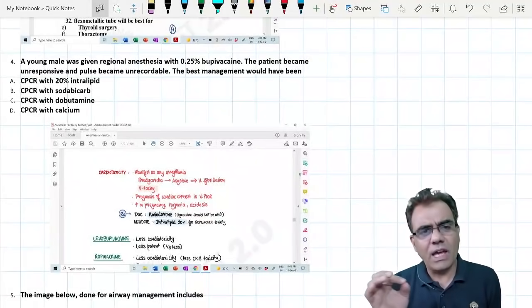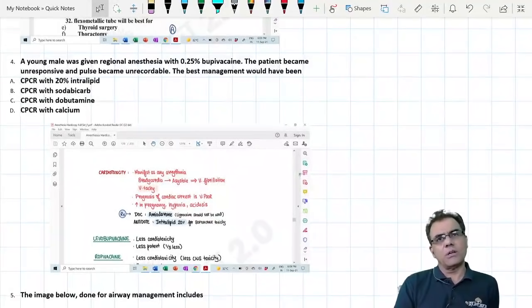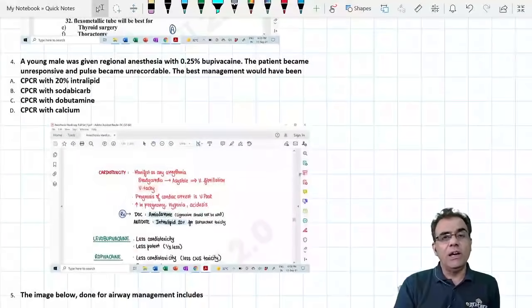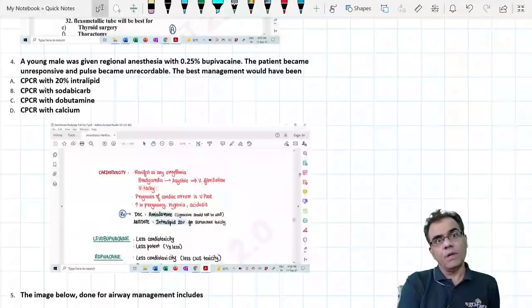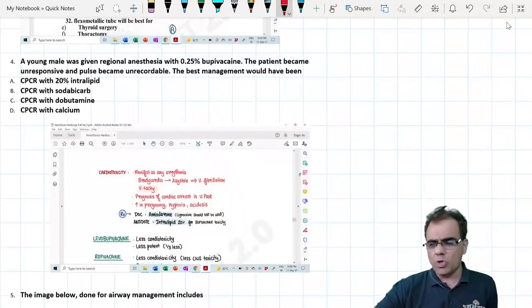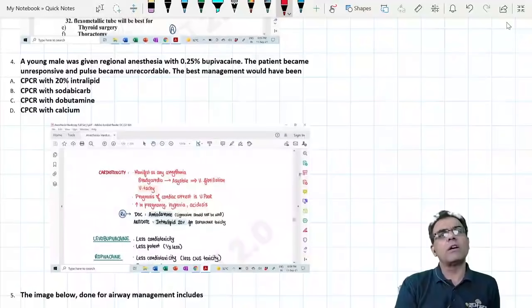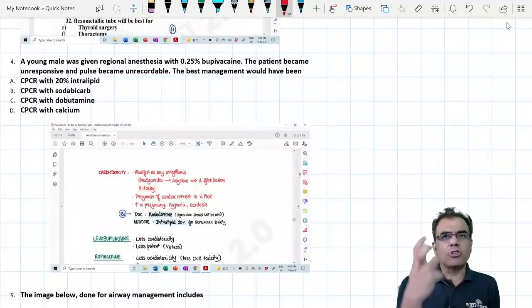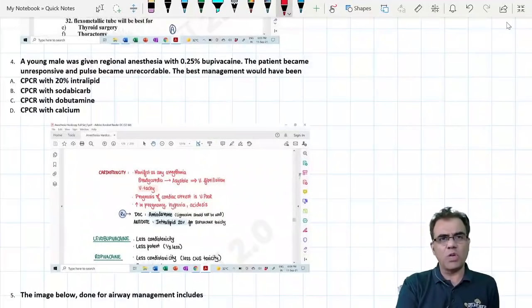So bupivacaine is highly cardiotoxic, and this cardiac toxicity can manifest in any form, ranging from any kind of bradyarrhythmia to any kind of tachyarrhythmia, and ventricular tachyarrhythmias or even ventricular fibrillation leading to cardiac arrest is not quite common, I will say, but yes, not so uncommon after bupivacaine. So the patient became unresponsive, pulse unrecordable, which means most probably the drug has gone intravascularly or the patient has developed toxicity because of bupivacaine if you have used excessive doses.